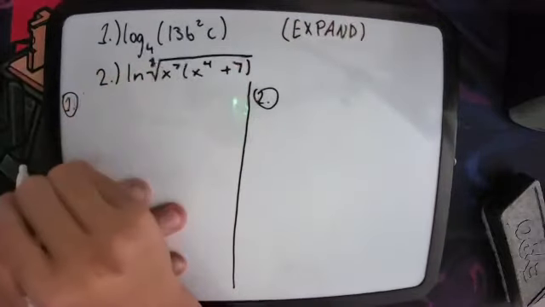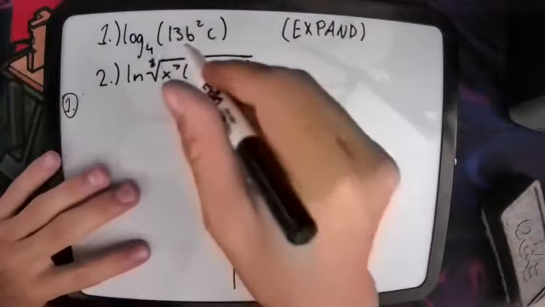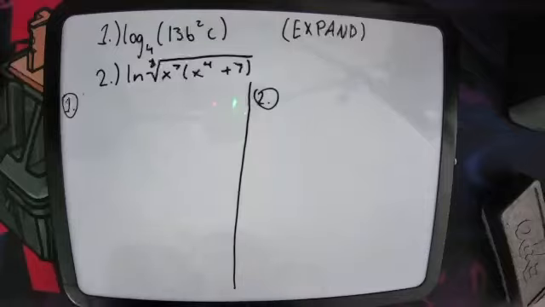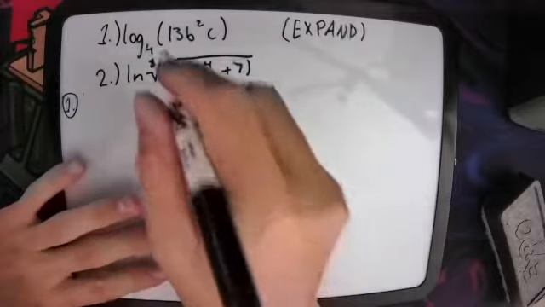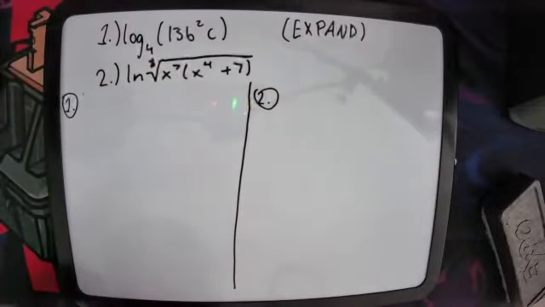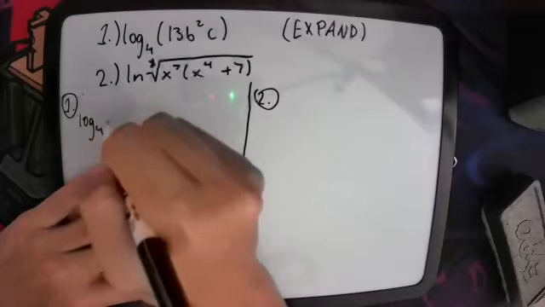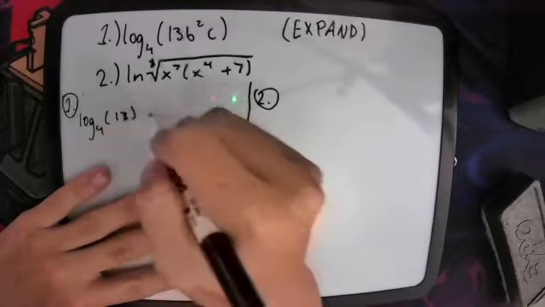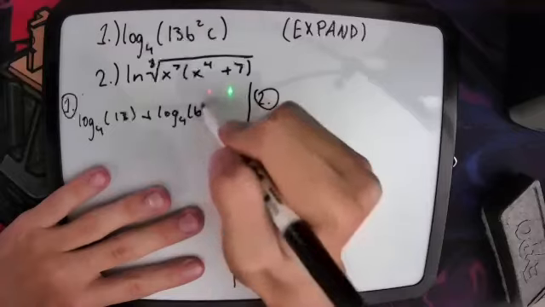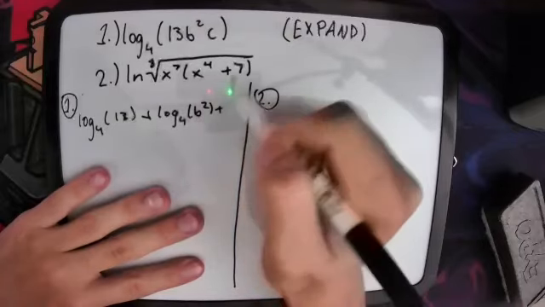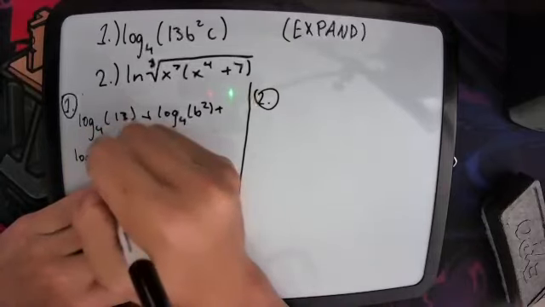So let's identify everything that's multiplied together. We have 13, b squared, and c. Just right there, using the addition property, we know that anything that's multiplied together inside of a logarithm can be expanded into individual logarithms. So we have log base 4 of 13 plus log base 4 of b squared plus, let me write that down here, log base 4 of c.